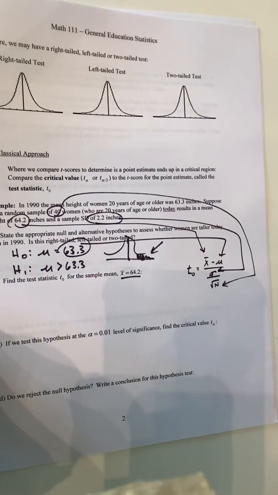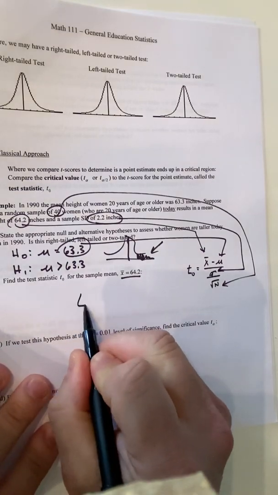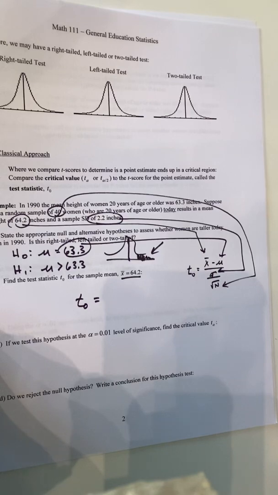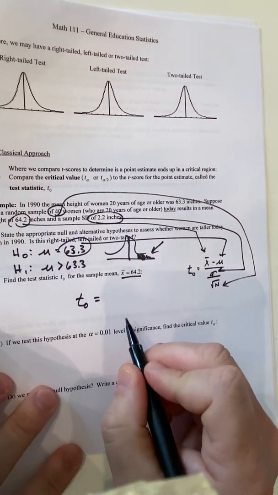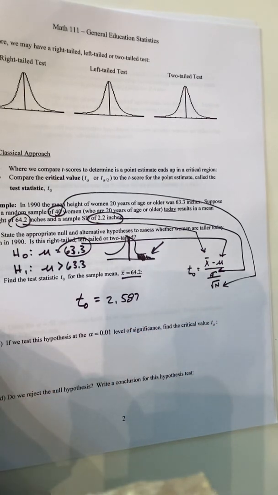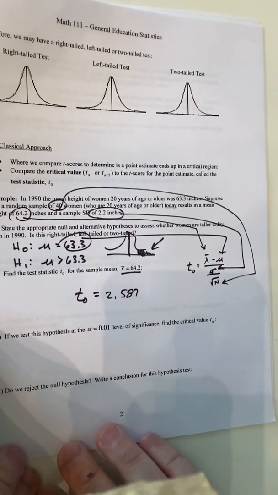When you put this in your calculator, do it carefully, maybe one portion at a time, or use parentheses. We get a test statistic value, or t sub 0, of 2.587. You can pause the video, throw that into your calculator, and see if you get the same thing that I did.